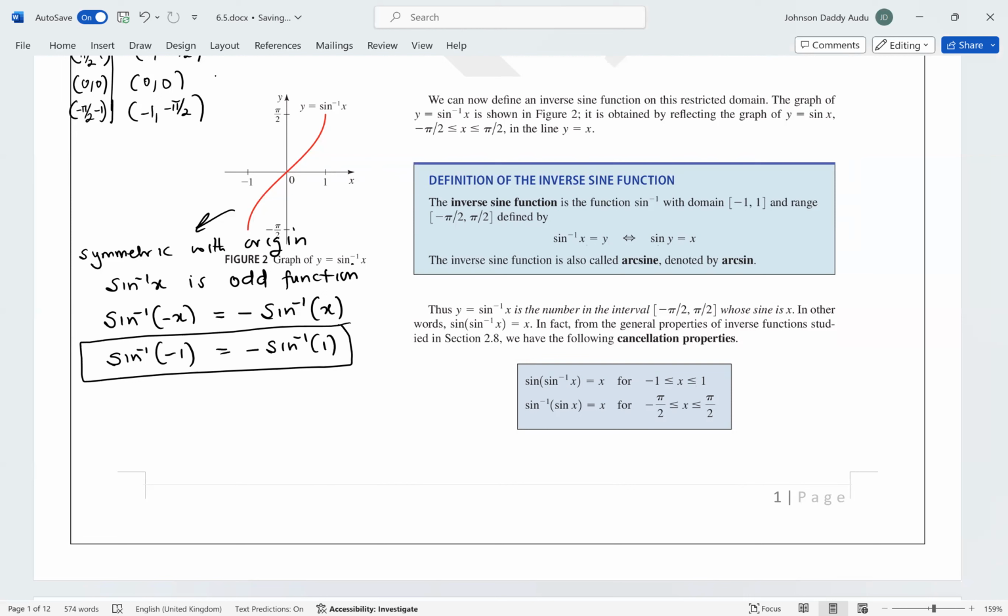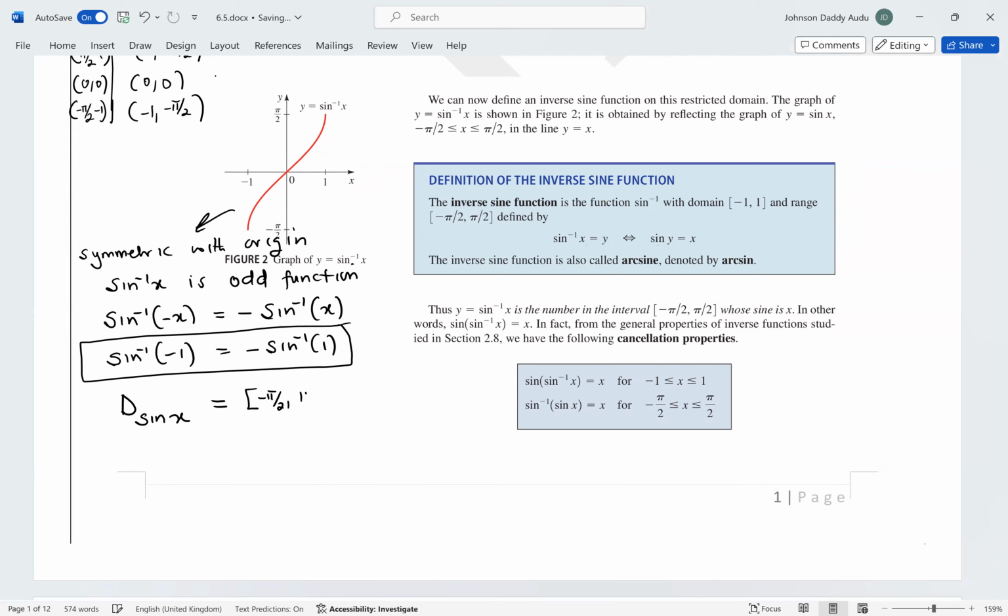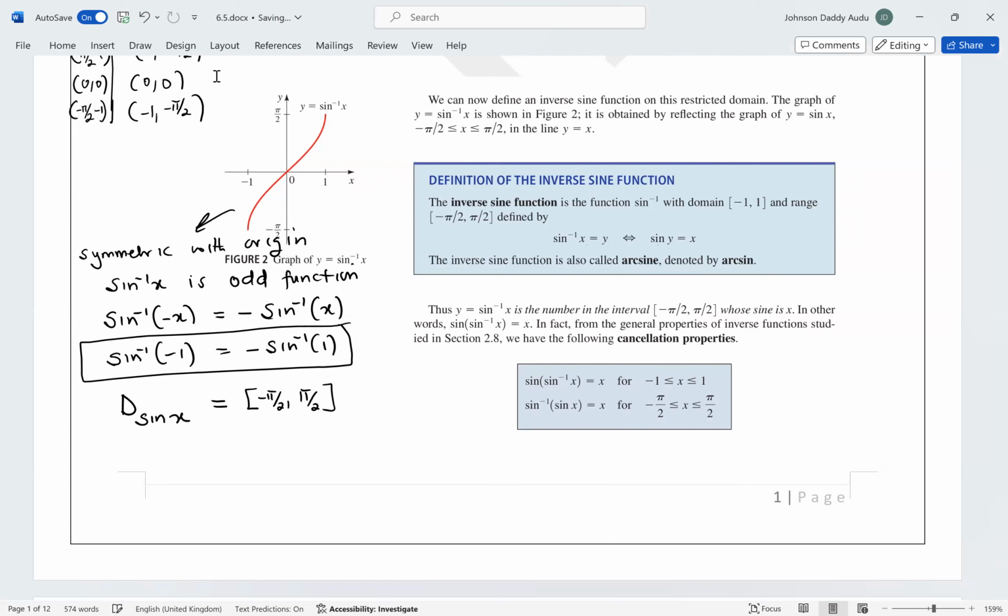Let's talk about the domain first, and the range. So if this is sine inverse of x, now what is the domain? Remember, what is the domain of sine x? The domain of sine x is minus pi over 2 to pi over 2.